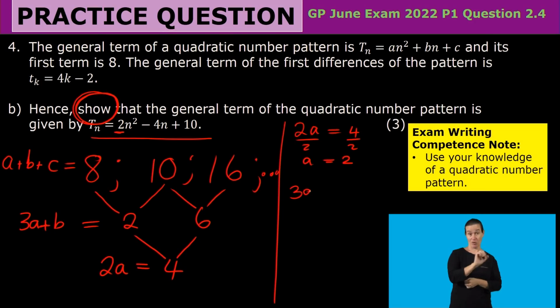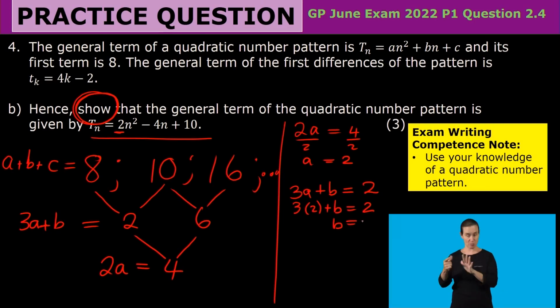Then we have 3a plus b is equal to T2 minus T1, that is equal to our 2 over there. So we already have the value for a, that is 2. Which would mean that our b is equal to 2 minus 6, which is negative 4. Again, we look at the sequence that we were given, we can see that the value of b is negative 4. So again, we are still moving in the right direction. You always need to check to see if you're moving in the right direction.